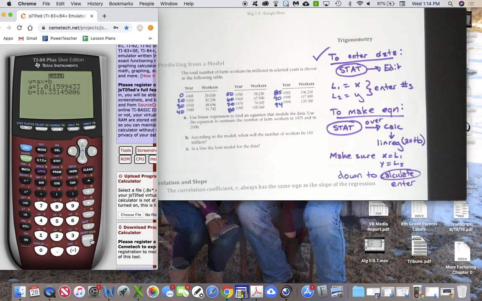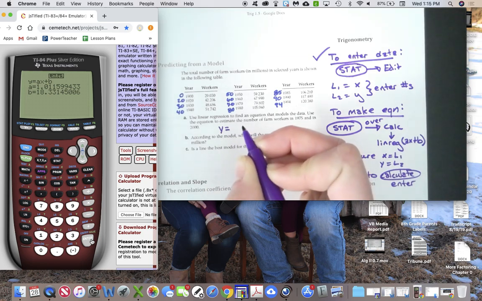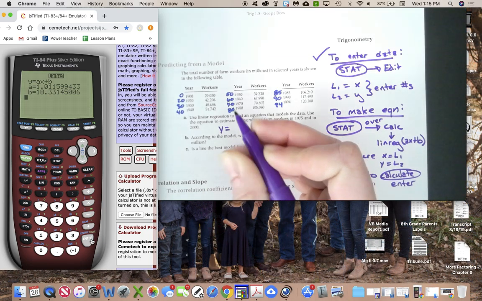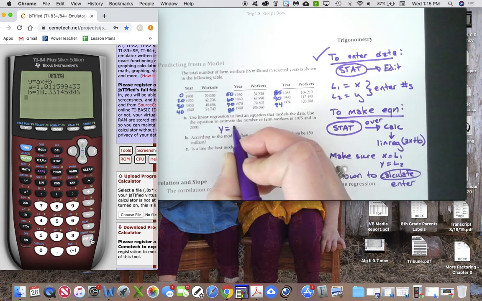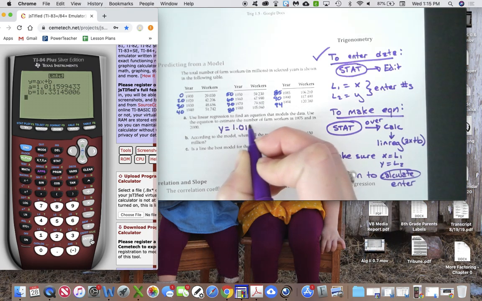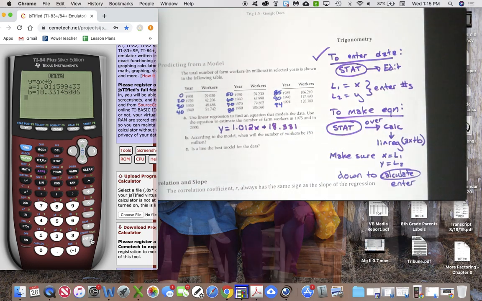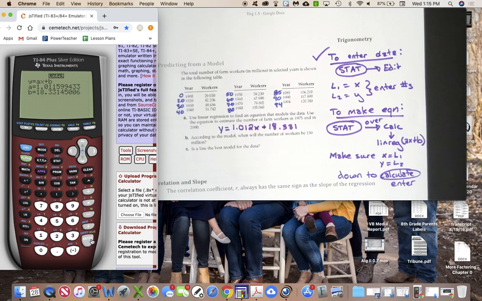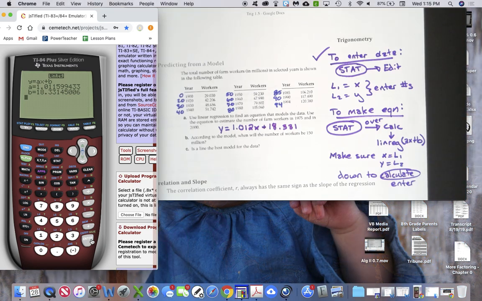So my equation needs to be y equals, a is 1.0, let's go 3 decimals, 1.012x plus, let's go 3 decimals the whole time, 18.331. That is my equation. Three decimals. We want to be really accurate. Are we okay with that?